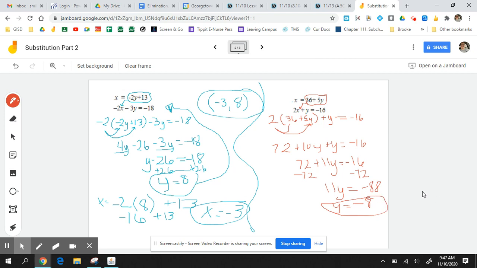So plug that back in. X equals 36 plus 5 times negative 8. So 5 times negative 8 would give you negative 40, or minus 40. 36 minus 40 would give you negative 4. Plug that into a coordinate. Negative 4, comma, negative 8. And that's what you'd be looking for as your solution.